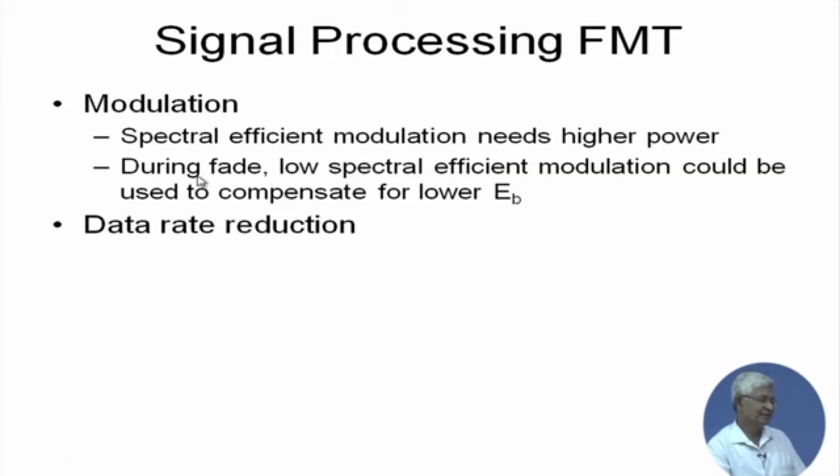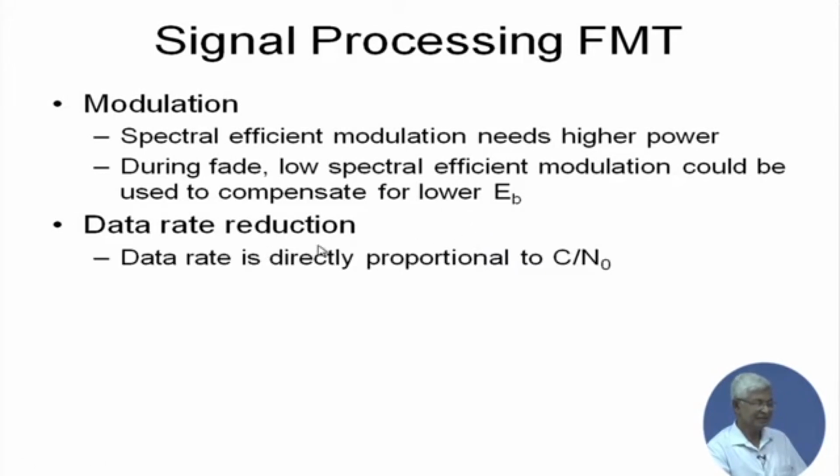There is another technique, if you recollect, it was C by N0 is equal to Eb by N0 multiplied by bit rate, or Es by N0 multiplied by symbol rate. So when the C by N0 has gone down, we can maintain the same Eb by N0 or Es by N0 by reducing the data rate. So data rate reduction is another technique.